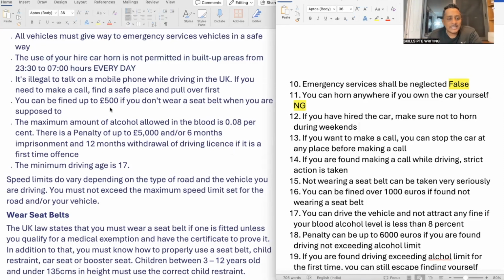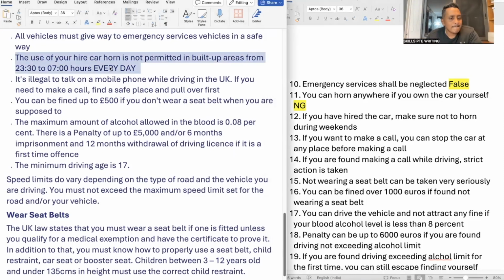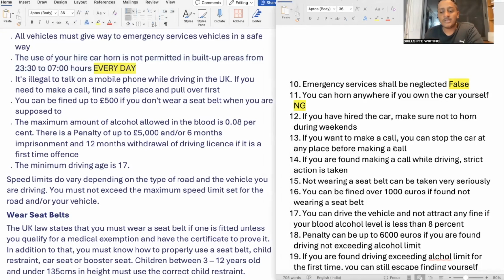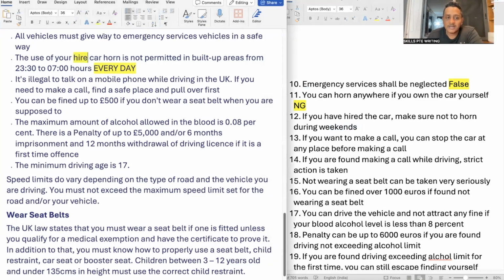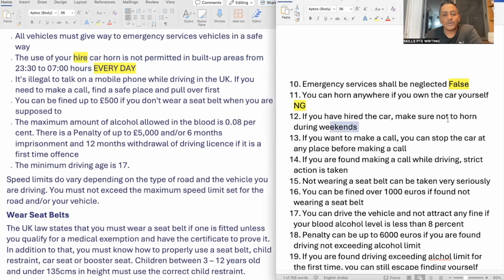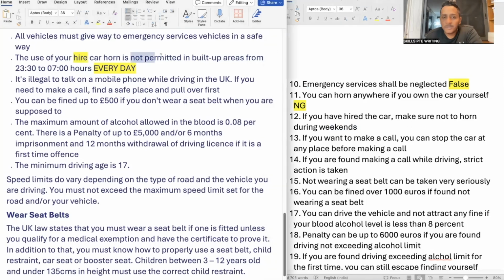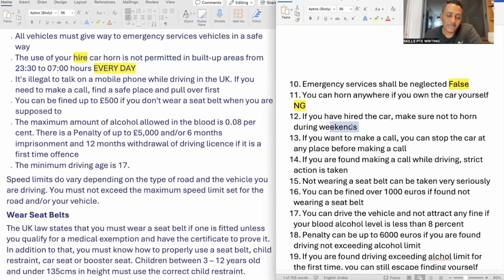So here it says every day you are not permitted, not just on the weekends. It is given: if you hired a car, the use of your hire car horn, make sure not to horn. Horn is not permitted in some areas from this to this every day. You make sure not to horn during weekends.